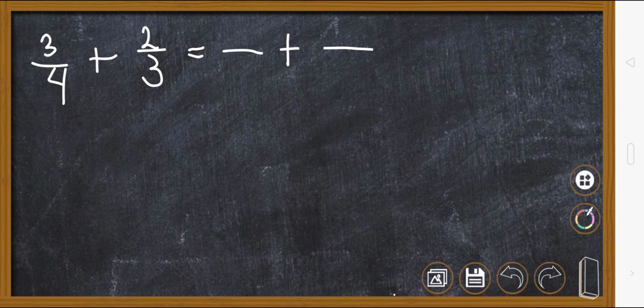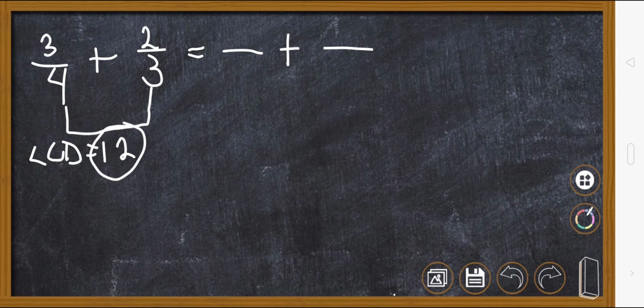So, paano natin gagawin yon? So, kukunin lang natin ang LCD ng denominators natin. So, ano ba si LCD? Kung nalilito pa rin si LCD, mag-isip lang ng pinakamaliit na number na pwede mong ma-divide pareho ng 4 tsaka ng 3 exactly. So, ano bang pinakamaliit na number na pwedeng ma-divide ng 4 tsaka ng 3? Tama, 12. So, your LCD is 12.